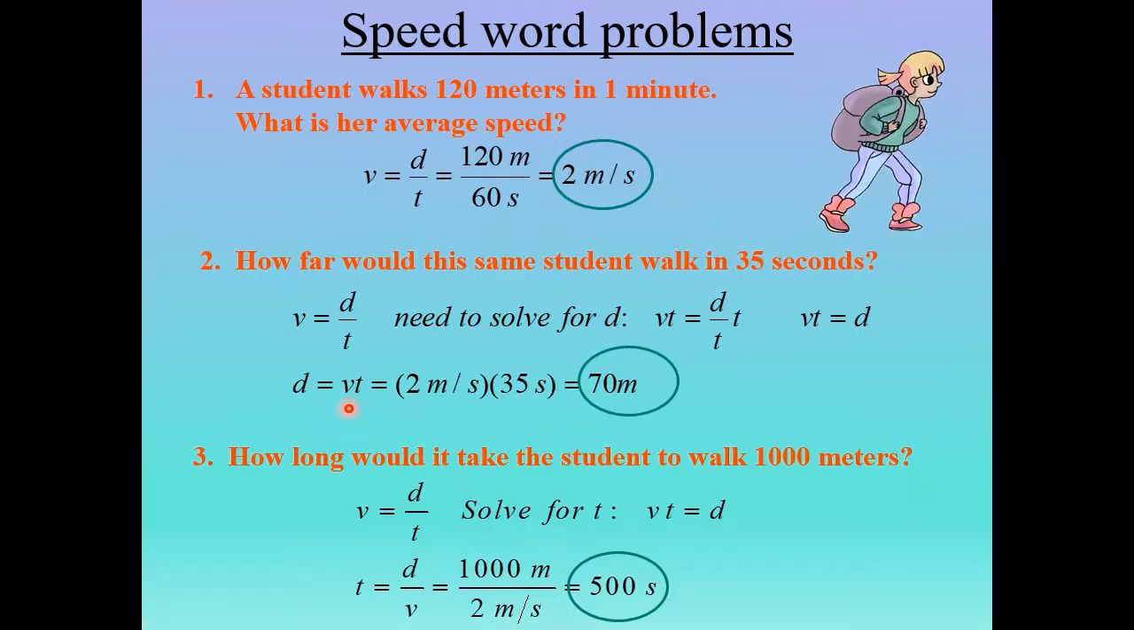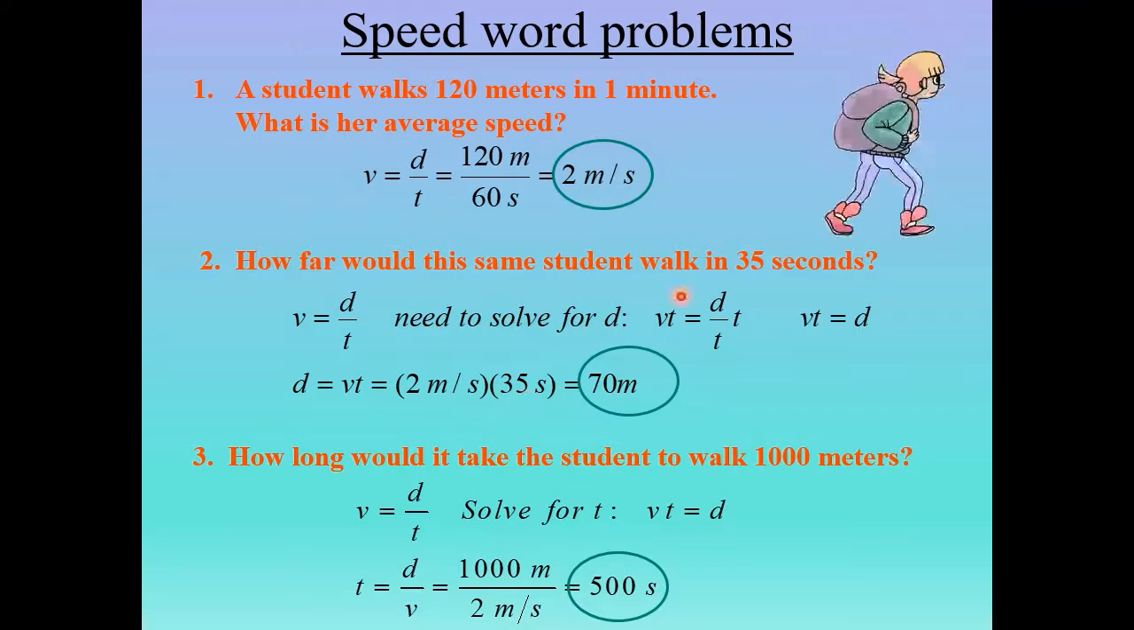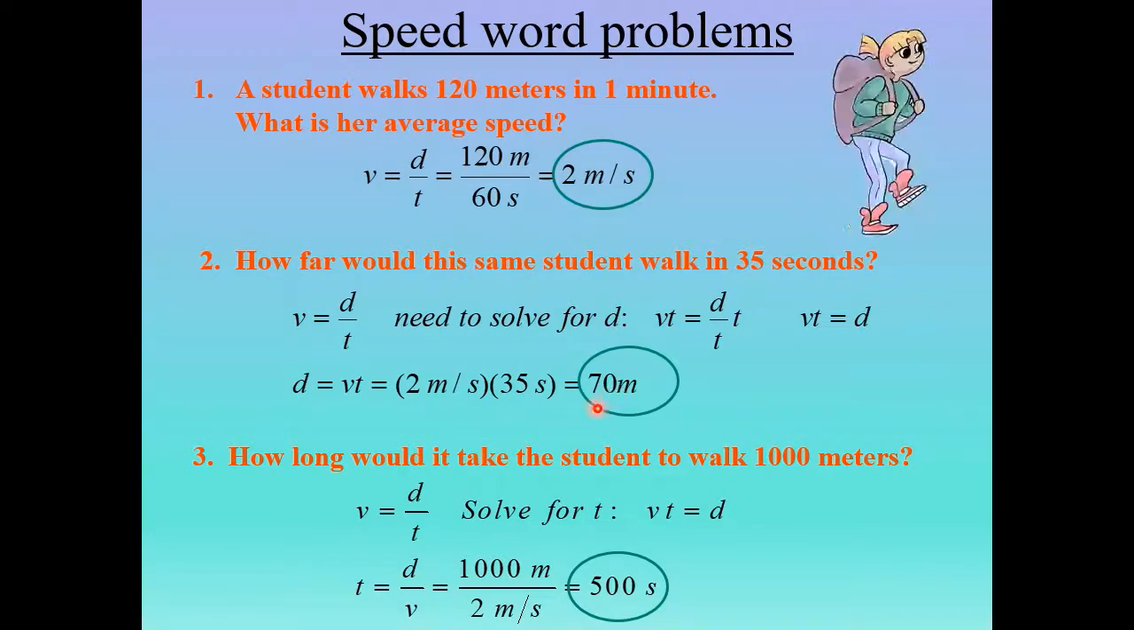And now let's fill in the numbers. What do we know? Well, the same student is walking at 2 meters per second. That's v. And the time that we're interested in is 35 seconds. So again, we can do this in our head. 2 times 35 is 70.